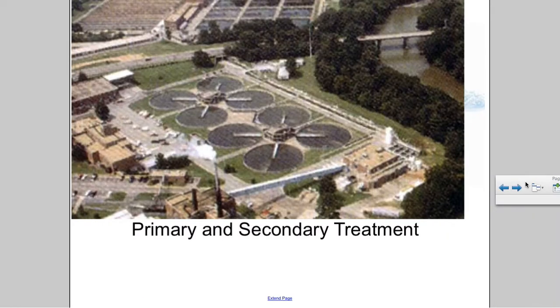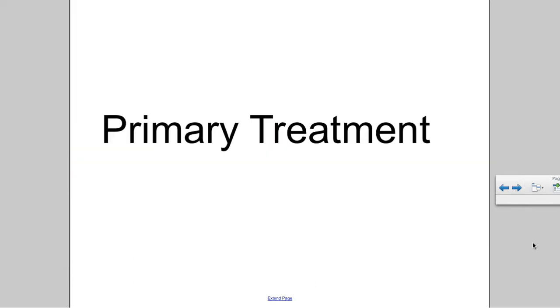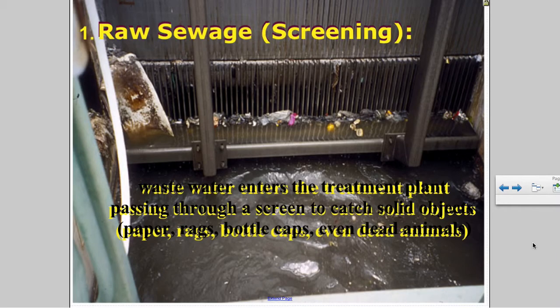Alright, so now let's get back to our sewage treatment, primary and secondary treatment. Like the video mentioned, it mentioned primary treatment. So let's look at primary treatment. Now, primary treatment removes only about 60% of the suspended solids.